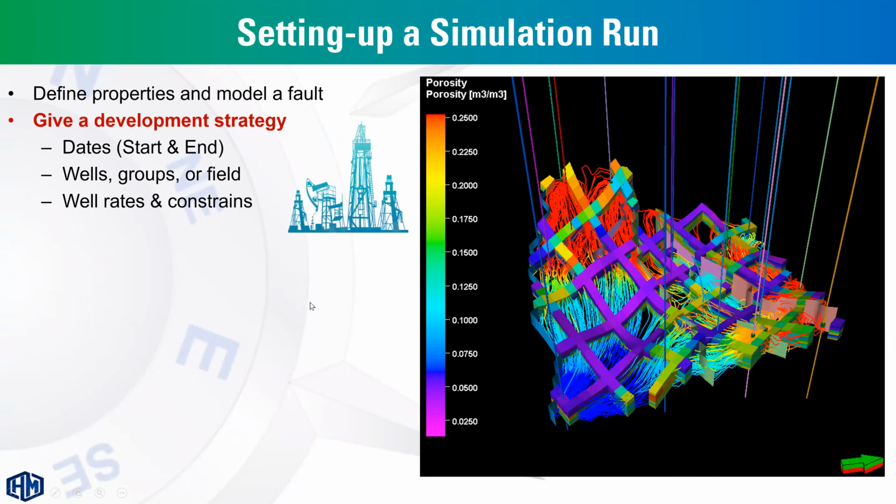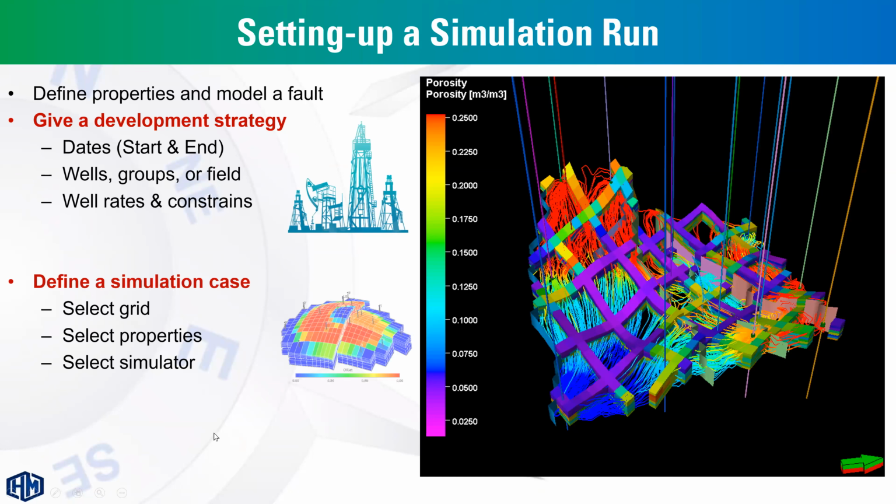So practically, setting up a simulation run or simulation case, we have to define a development strategy, which means you have to define the start and end date of your simulation run or your development strategy. And you have to define wells and well rates and also constraints. Second step is to define a simulation case, which means you have to select a specific 3D grid, define the 3D grid properties, and select the simulator options.